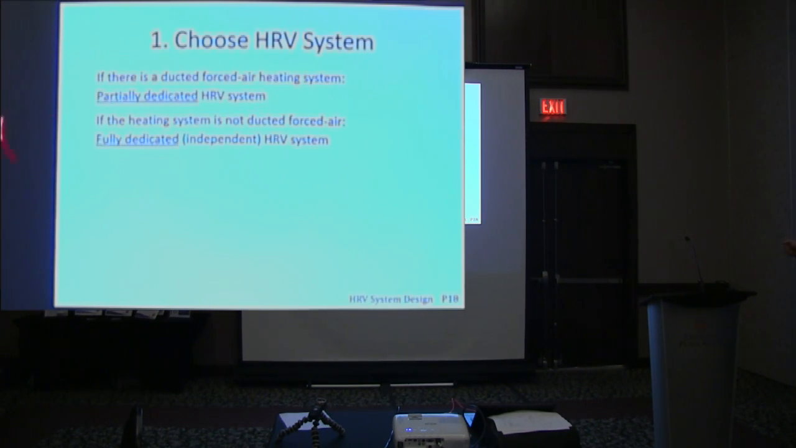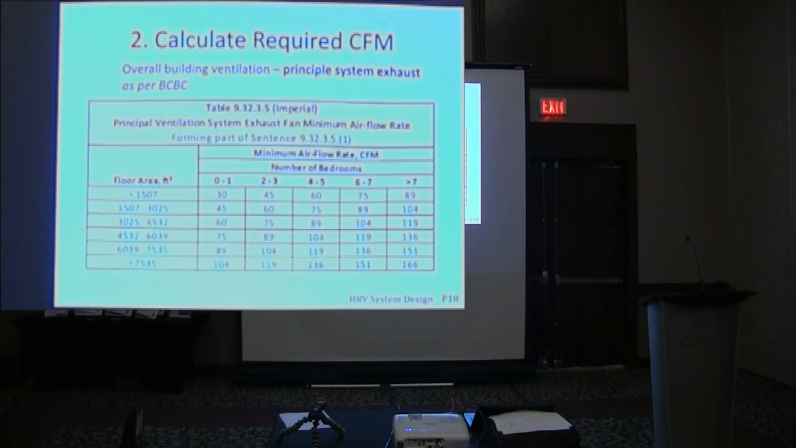So like I said, is it partially dedicated? That's if you have a forced air system. Fully dedicated is if you do not. The required CFM comes from the BC Building Code. There might be other requirements as well for fresh air to inhabitable rooms, but the BC Building Code comes out with a number. You've got 4 bedrooms, 3,000 square feet, 75 CFM. That's your minimum value, period.